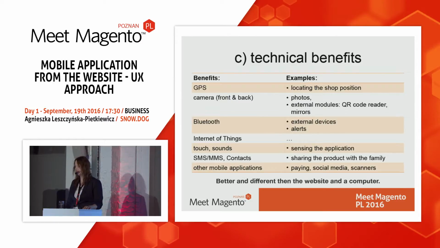Touch and sounds. This is something that doesn't really happen on the computer. Obviously you have sounds, but you don't really use them on the website version of the shop. But maybe some delicate use of them in the app would be a good idea. Also, contacts, SMS, MMS, sharing the product with the family. This is also a thing you can use. And obviously other mobile applications, for example for paying, like PayPal or anything, I don't want to advertise anyone. Social media, scanners, anything you can connect to your application. So the core thing of these technical benefits is to be better and different than the website and a computer.